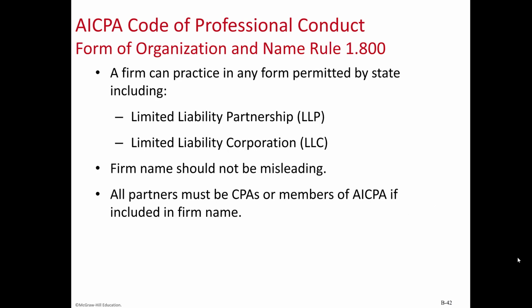Now let's talk about the form of organization and name rule, 1.800. So a firm can practice in any form permitted by the state, which would include an LLP, a limited liability partnership, or an LLC, a limited liability corporation. The name of the firm should not be misleading, and all partners of the firm must be CPAs or members of the AICPA if they are included in the firm's name.